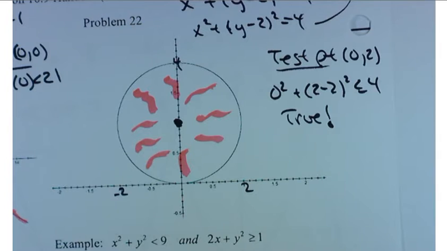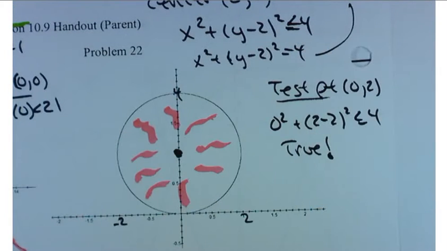All right, so you need to shade inside here is the bottom line on problem number 22. Was I right to use a solid line on this one? Yes, you had a less than or equal to as part of your inequality. Okay, let's try another one.